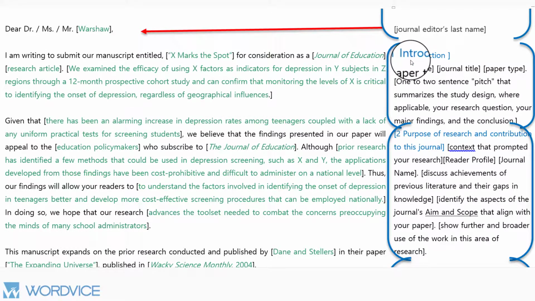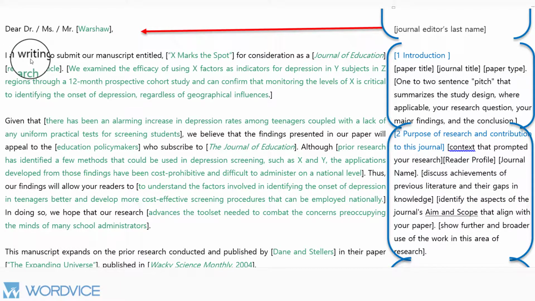In the first paragraph, you will introduce your paper. You should include your paper title, the title of the journal to which you are submitting, the type of paper that you have written, and 1 to 2 sentences that pitch or summarize the study design, your research question, your major findings, and the conclusions that you've reached.